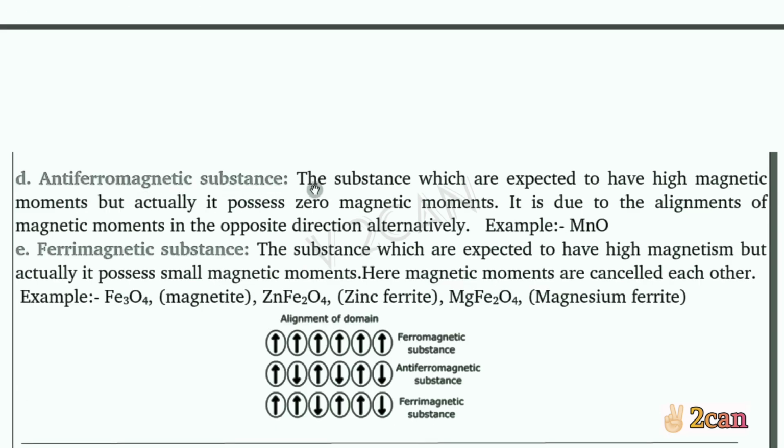Antiferromagnetic substance. The substances which are expected to have high magnetic moments, but actually possess zero magnetic moment. It is due to the alignment of magnetic moments in alternately opposite directions. Example: manganese oxide. Ferrimagnetic substance. The substances which are expected to have high magnetism, but actually possess small magnetic moments. Here magnetic moments cancel each other partially.